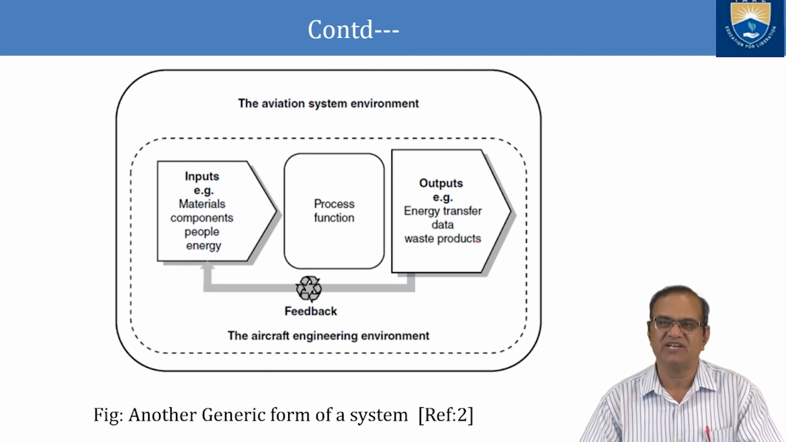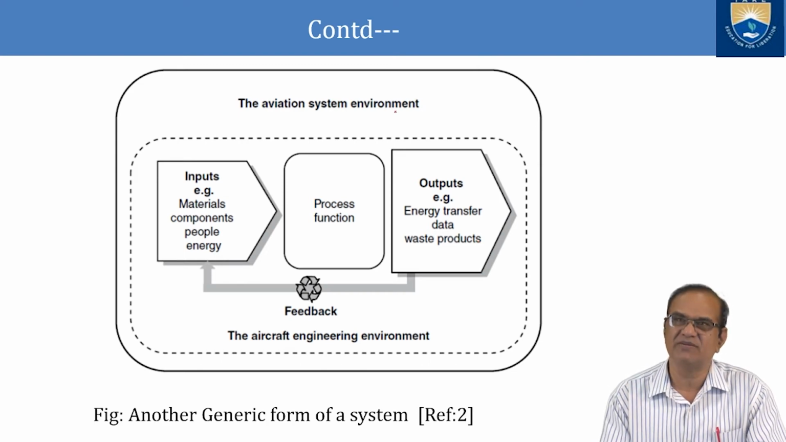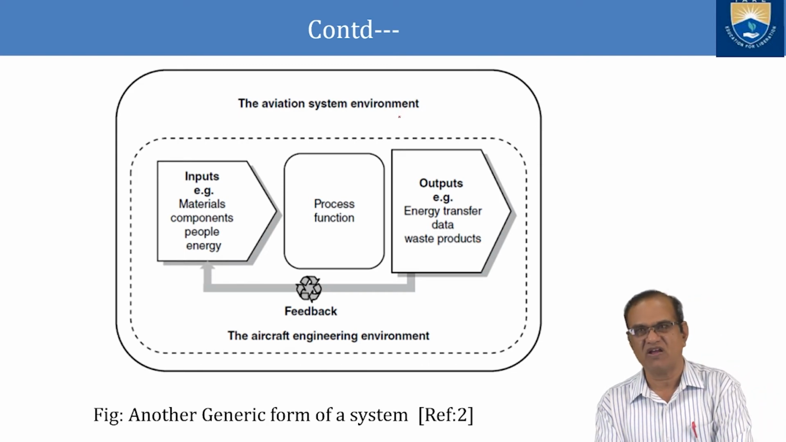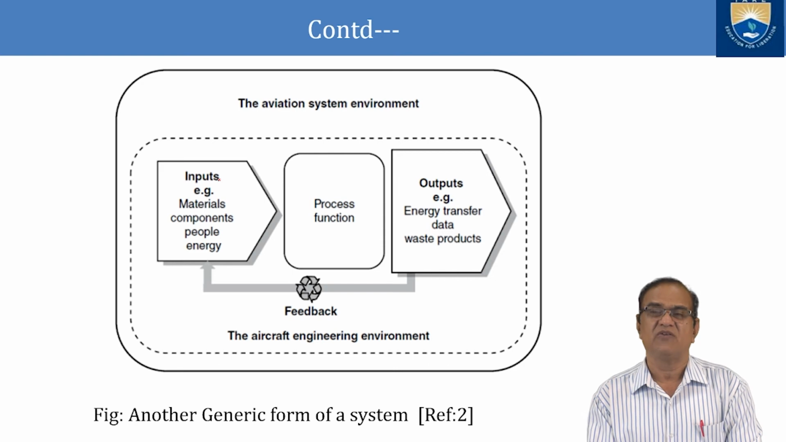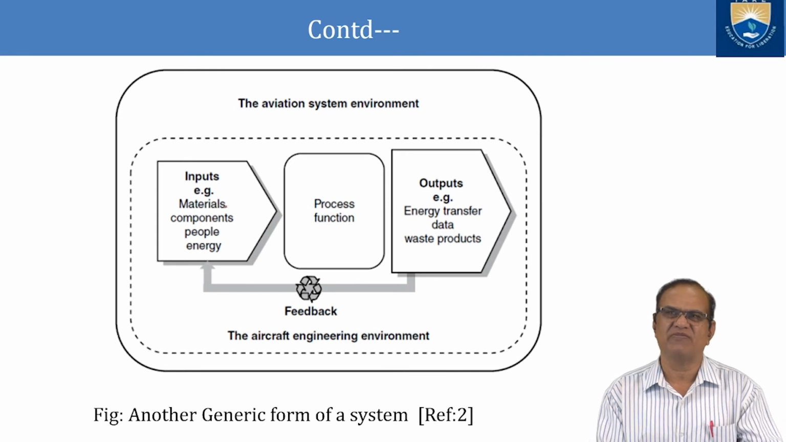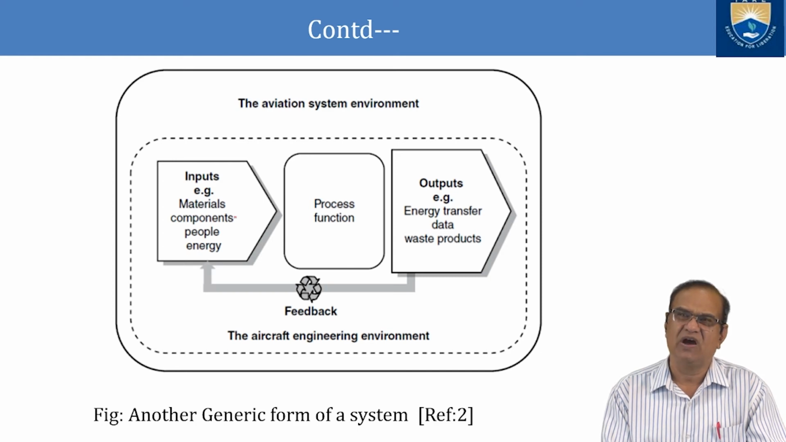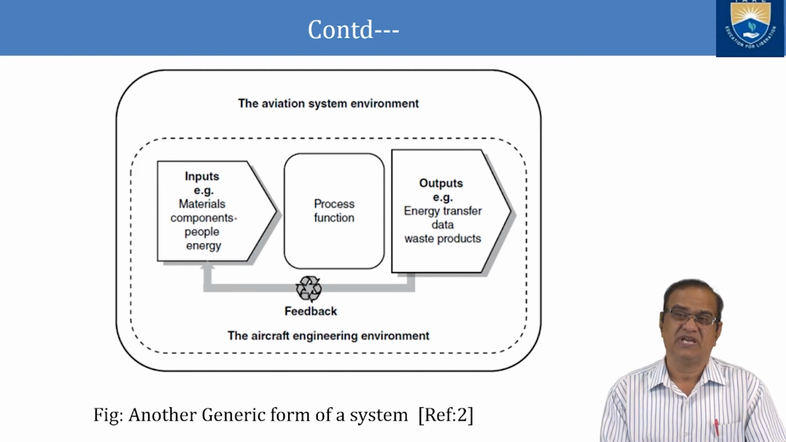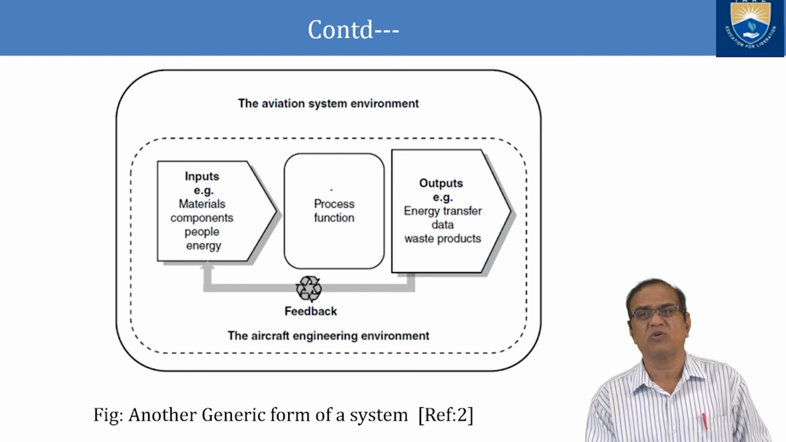Further, I am talking about another generic form of a system which I have taken from reference 2. Here is the aviation system environment, especially for the aircraft. So in this aircraft what happens? We give some input. What are the inputs? We can give materials, components, people and energy. Materials means different types of materials. We can give different types of hydraulic systems, pneumatic systems, different components, hydraulic pump, pneumatic pump, NRVs, valves, shut-off valves, people also, and different types of energy we give, and this will go to the process function.